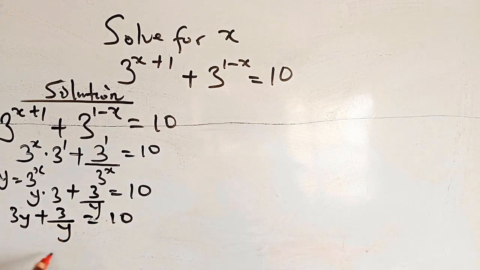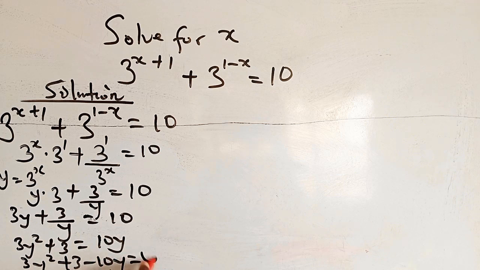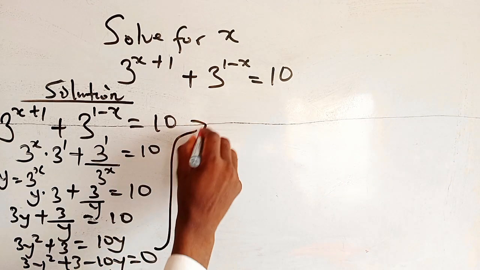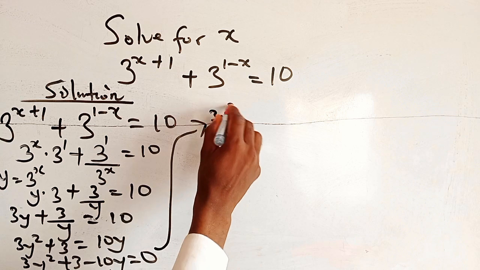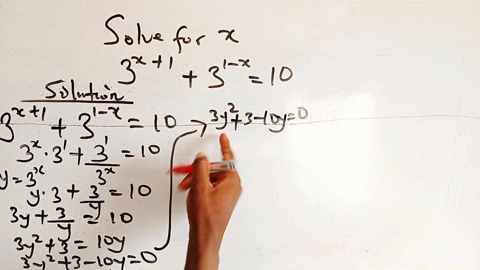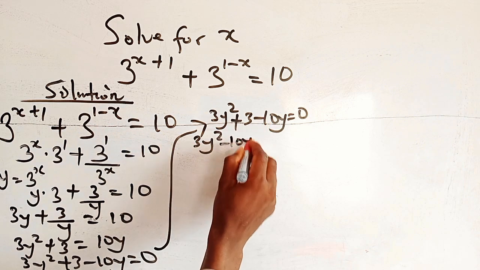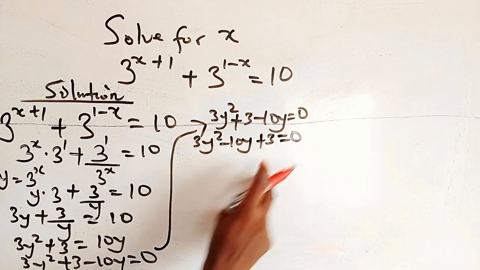3 times y is 3y plus 3 over y equals 10. By the time you solve this, the LCM is y, so we have 3y squared plus 3 equals 10y. When we write this, we have 3y squared plus 3 minus 10y equals 0. So you can write it as 3y squared minus 10y plus 3 equals 0.